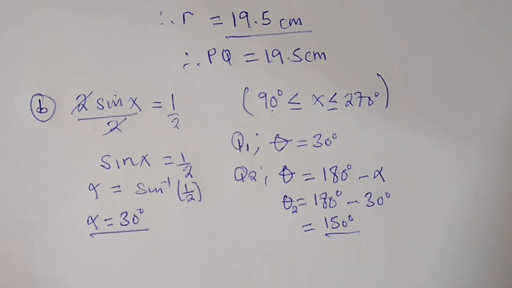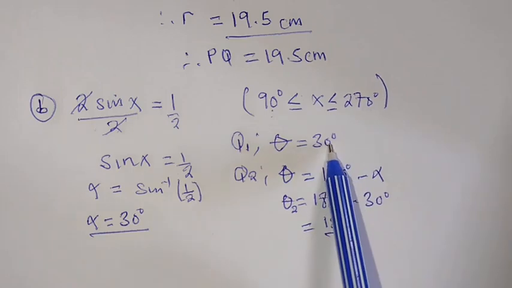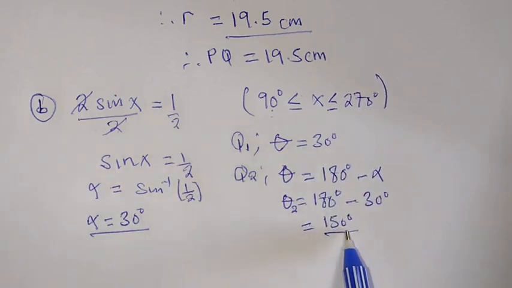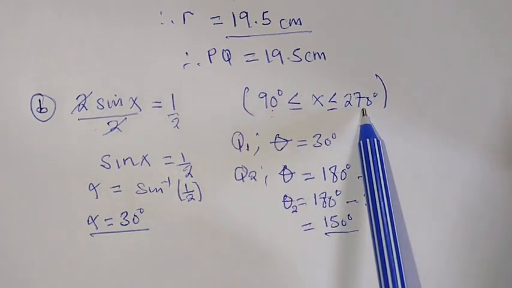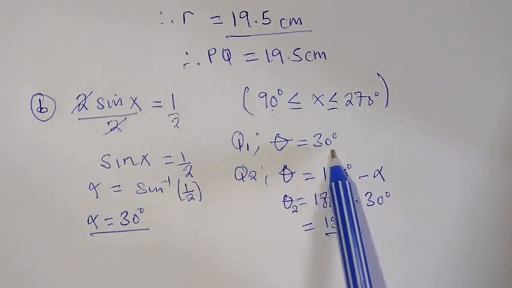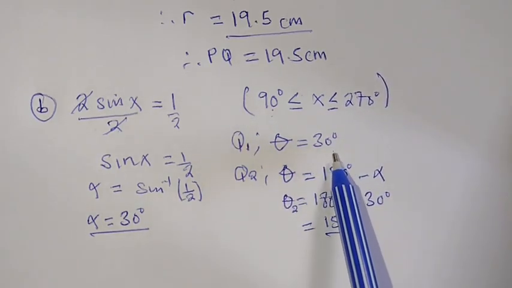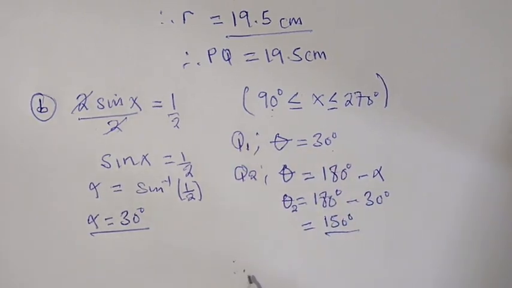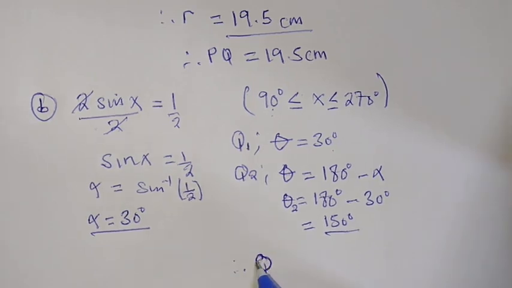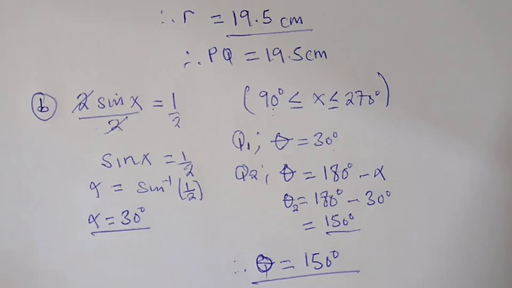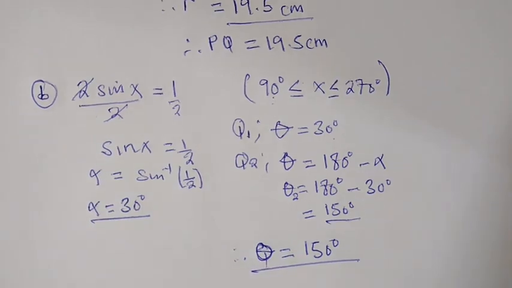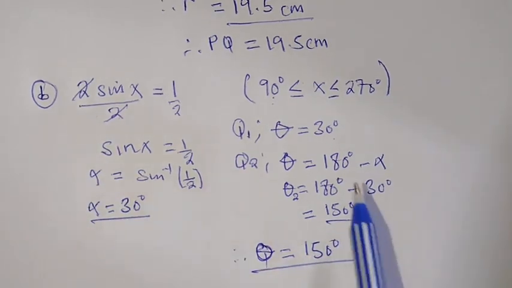Now you can see the angles that we have: 30 degrees and 150 degrees. Looking at our range, we have 90 degrees up to 270 degrees, meaning that the 30 degrees from the first quadrant is not going to be included. So we just say therefore theta = 150 degrees. This is the value, that is the answer. We have only picked this one because it's the one that lies between the range that we have been given.